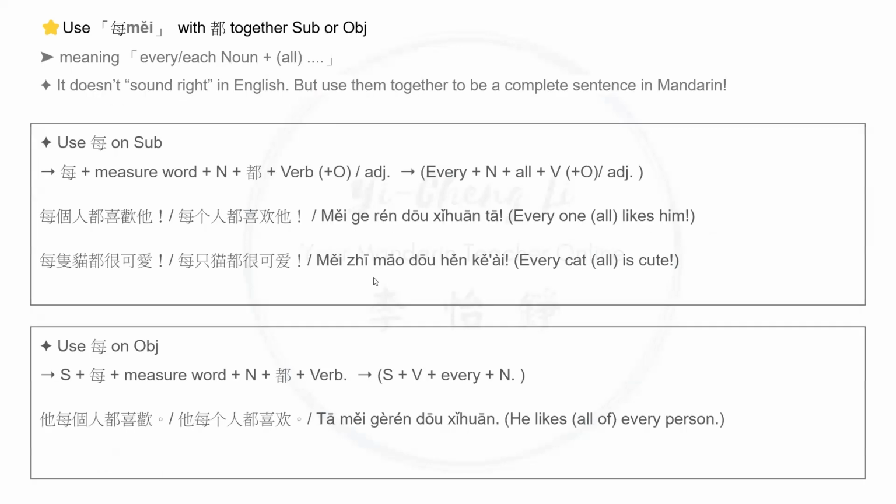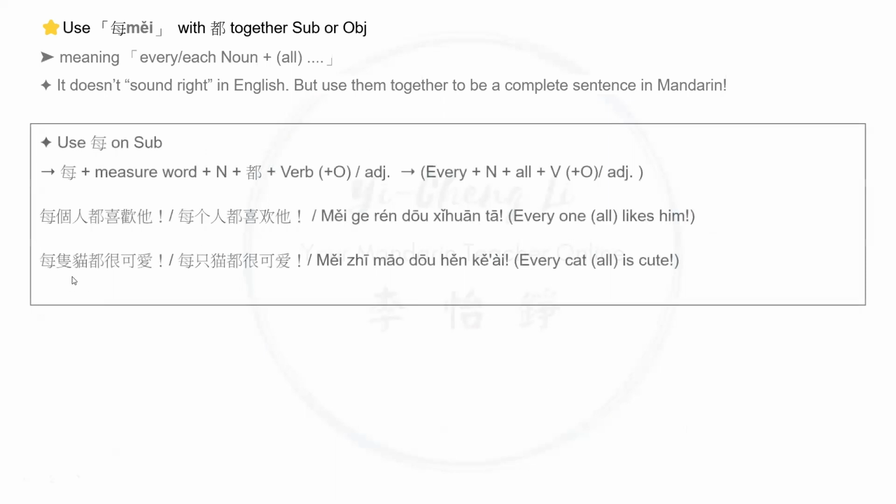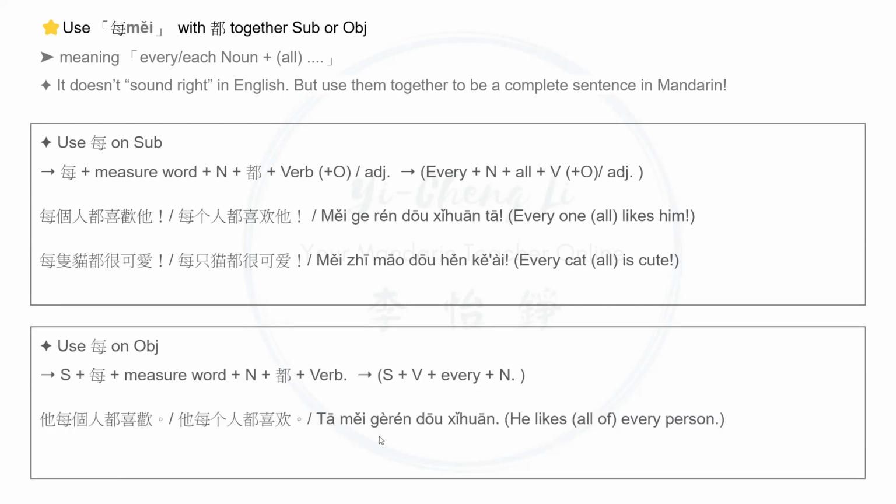So let's review a little bit. This video is shorter than the dōu part 1, so we do have some more time to go through the sentences. 每个人都喜欢他。Everyone all likes him. 每只猫都很可爱。I didn't say the translation according to the Mandarin structure anyway. Every cat all is cute. I already said the 个 here. Be careful as a measure word. You do need to say neutral tone instead of fourth tone.